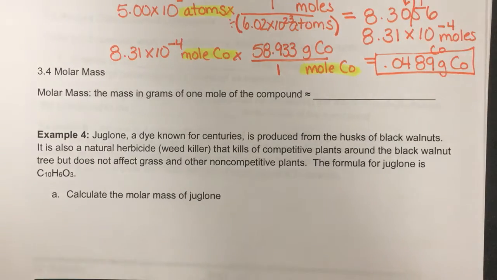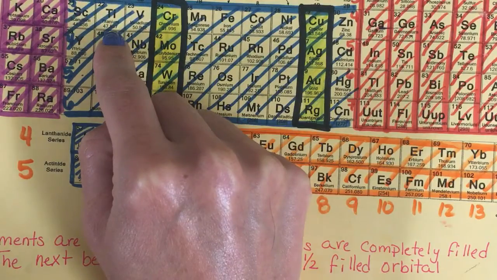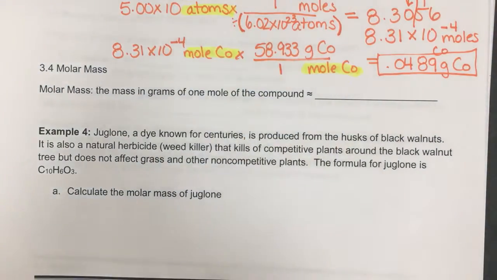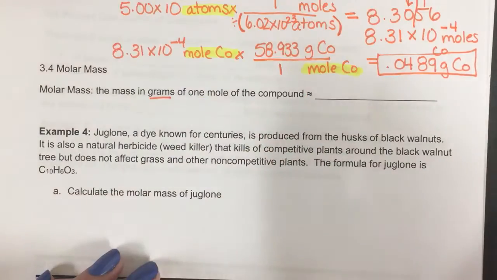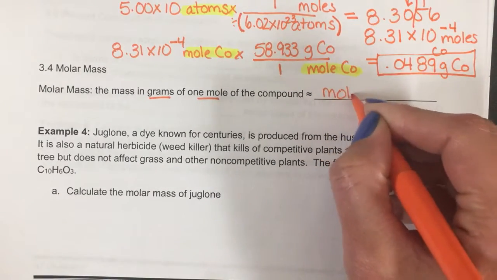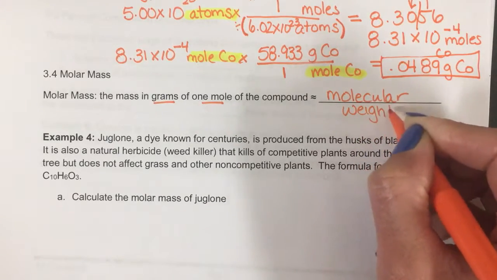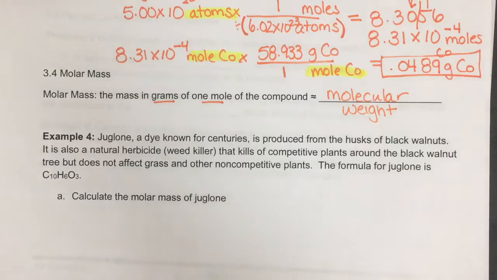So we've been talking about mass for elements. Remember, we said that the atomic mass is the mass of one atom. The molar mass is the mass in grams of 1 mole of an element or a compound. We can also sometimes use the word molecular weight. So you'll hear me use those two terms interchangeably, molar mass and molecular weight. So here's the way we calculate molar mass.